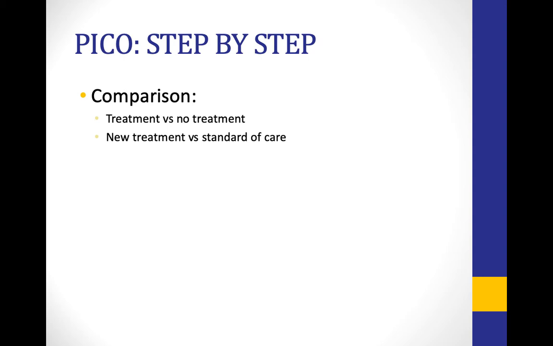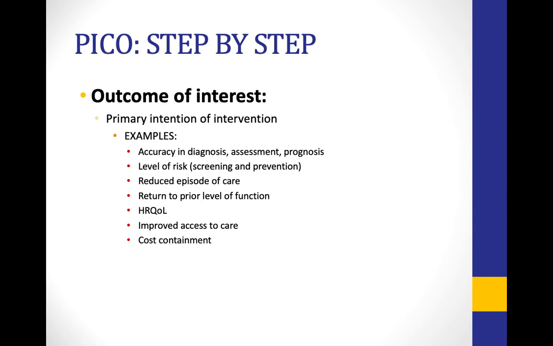C stands for comparison and often involves weighing the risks and benefit of treatment versus no intervention or a newer treatment versus the current standard of care. O is the outcome of interest, or the result we are hoping to obtain using the intervention. Examples include improved accuracy in diagnosis and prognosis, or when screening for risk factors. We might also be seeking ways of reducing the need for treatment and enhancing return to prior level of function and restoring health-related quality of life. Other possible outcomes include improving access to care for people in need and reducing overall healthcare costs.